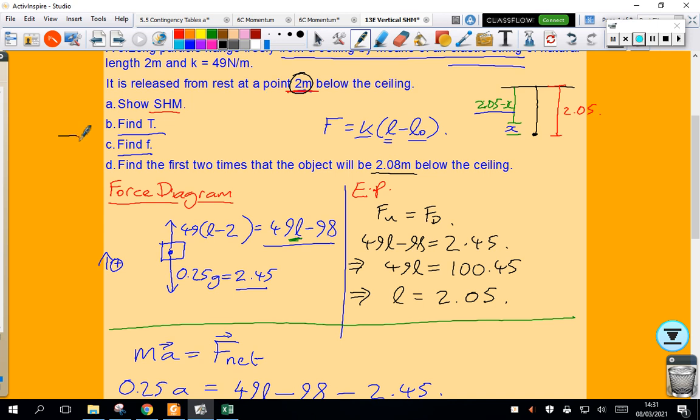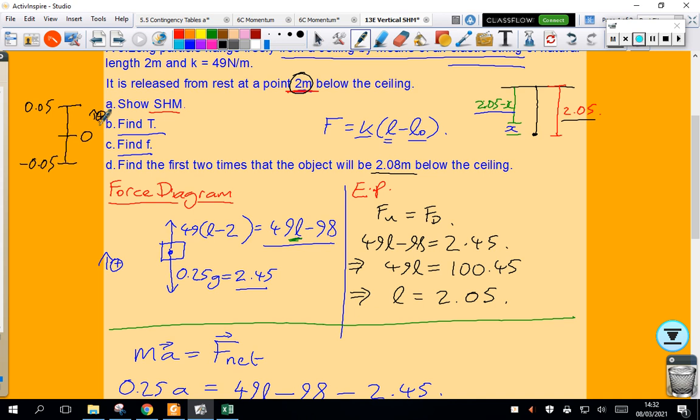So if we think about it, there's its equilibrium position. 2 meters below the ceiling will be 0.05 meters above that, because the equilibrium position is at 2.05 and the lowest point will be at negative 0.05 on my coordinate system, which is now positive.